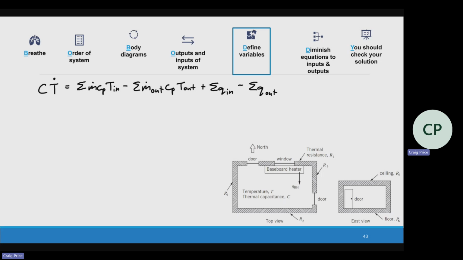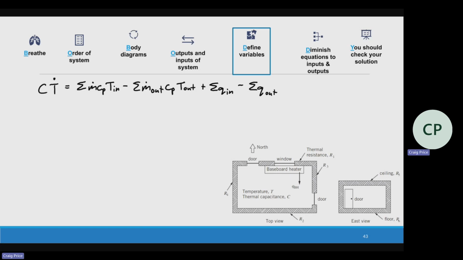Now this looks pretty similar to hydraulic. It's just we have 2 different parts. The first 2 parts are if I have mass flowing in and out. They have different temperatures. That's going to change my temperature inside the capacitance. Then the other 2 are just strictly heat.